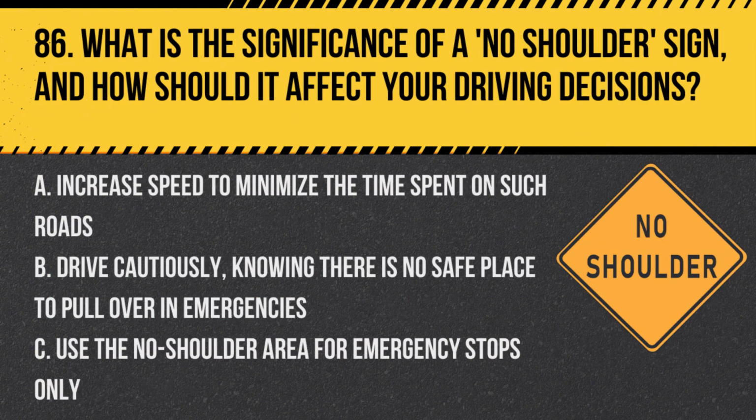Question 86. What is the significance of a no-shoulder sign, and how should it affect your driving decisions? A. Increase speed to minimize the time spent on such roads. B. Drive cautiously, knowing there is no safe place to pull over in emergencies. C. Use the no-shoulder area for emergency stops only.